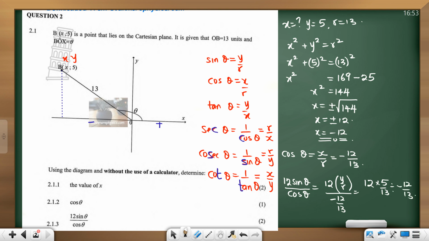I wanted to show you how to work without a calculator. 12 times 5 over 13 times, we flip this. Now what happens? That would cancel, and our answer is negative 5.